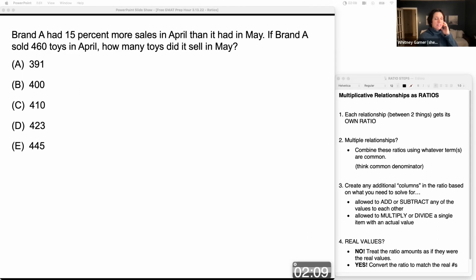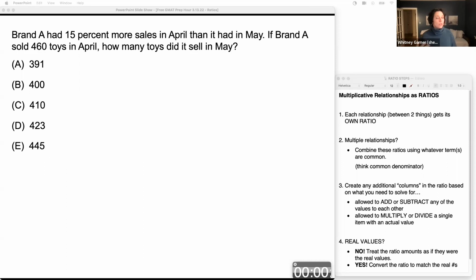So what I often see happen with this problem, and it may not seem like it, but this is actually a pretty difficult problem. It's rated as very difficult, the official version that this is based on. What happens is that people see this 460 and they think, okay, there are more sales in April than in May, 15% more in April than in May. And so if I take April and just subtract that 15% back off, that should give me May.